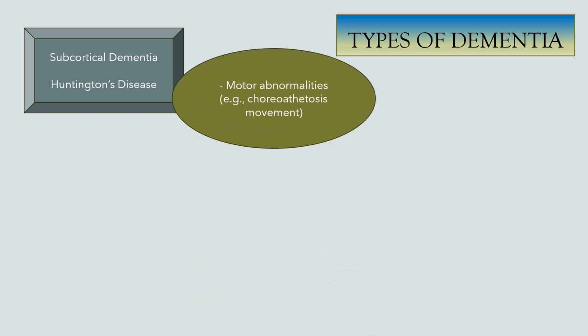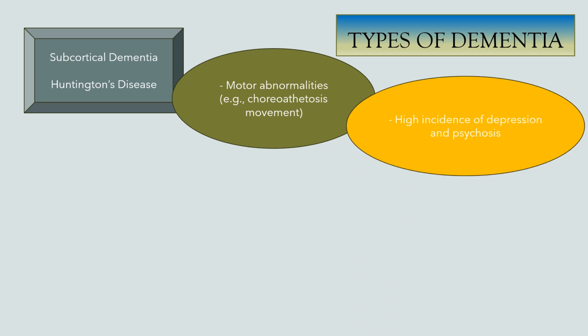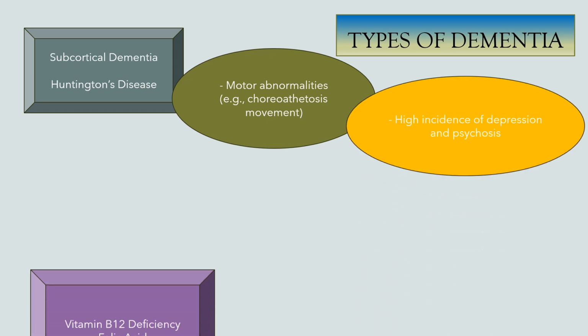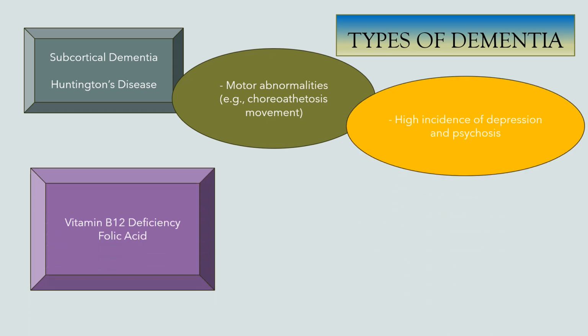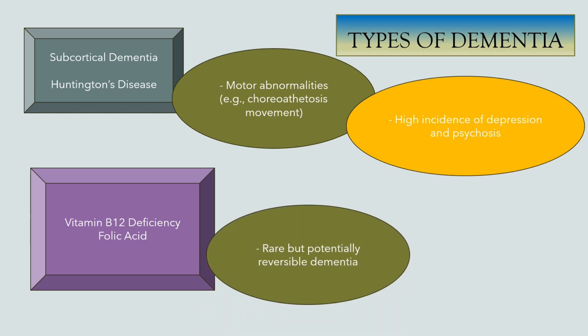Huntington's disease, subcortical dementia, motor abnormalities, high incidence of depression and psychosis, and then vitamin B12 deficiency, folic acid. It's rare but potentially reversible dementia.